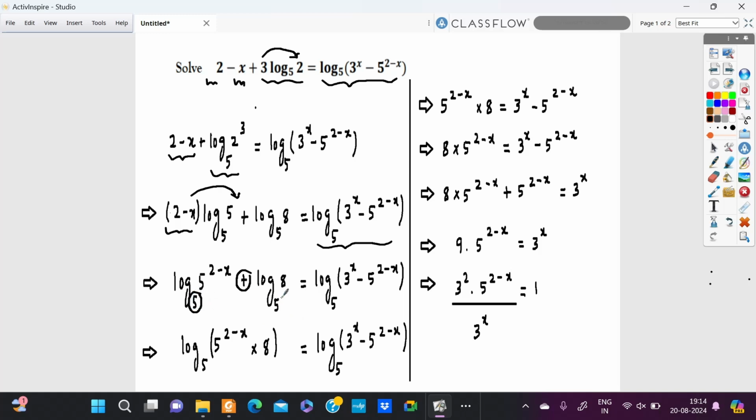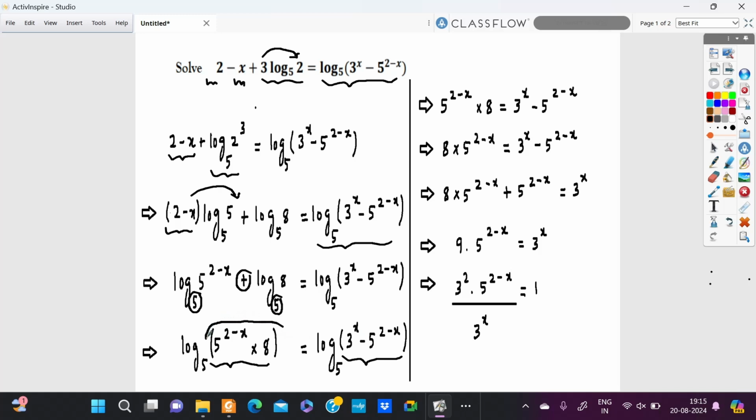So therefore, since we have log 5 to the power of 2 minus x to the base 5 plus log 8 to the base 5, this could be written as the product of 5 to the power of 2 minus x and 8, which is log (5 to the power of 2 minus x times 8) to the base 5, which is equal to the right hand side as it is, right? So when you have a single logarithm on the right hand side and the left hand side, it says log (5 to the power of 2 minus x times 8) to the base 5 is equal to log (3 to the power of x minus 5 to the power of 2 minus x) to the base 5. You could just equate the numbers.